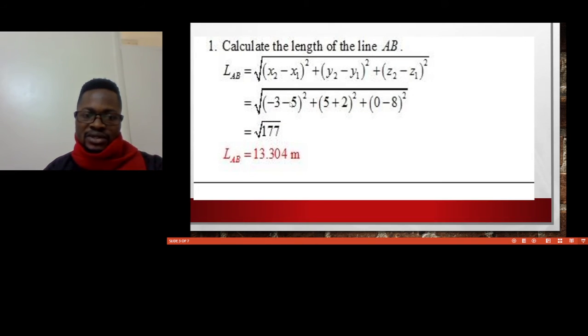So that's all we need to plug in, so that we have (-3 minus 5) squared plus (5 plus 2) squared, because minus and negative will give us plus, and here we had negative. That's why we are having this positive sign here. Plus (0 minus 8) squared, so if we do our calculation here, we end up with the square root of 177, which will give us 13.304 meters approximately. So this is the length of AB, and this is our first solution.